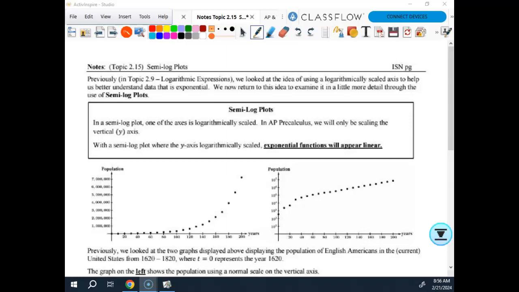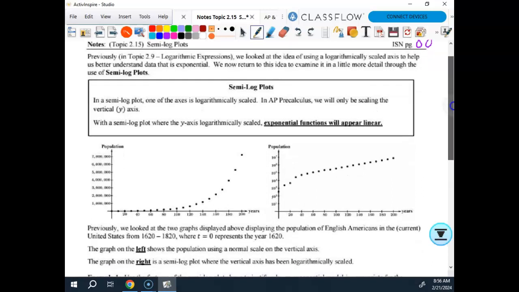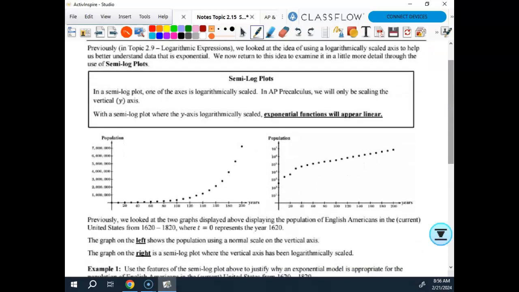Okie dokie. So this is going on page 88. When we are done, we're going to look at semi-log plots again, because we did look at them once before. In 2.9, we looked at them very briefly. They were just kind of mentioned, and we looked at one graph.